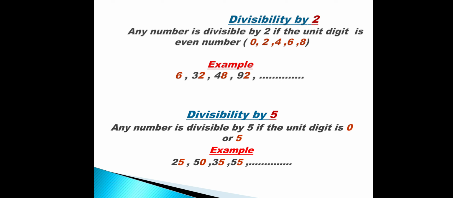Divisibility by 5. Any number is divisible by 5 if the unit digit is 0 or 5. Example: 25, 50, 35, 55. 25 ends in 5, 50 ends in 0, 35 ends in 5, 55 ends in 5.